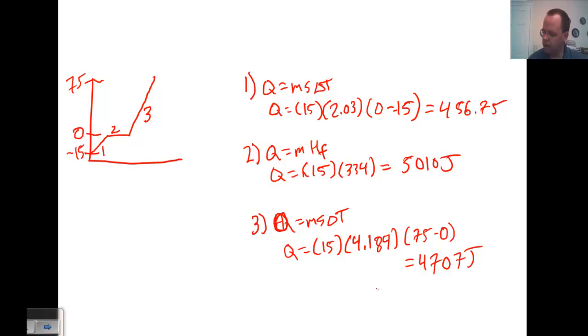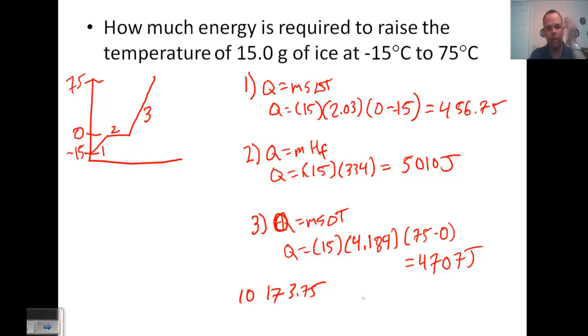Now to get the final answer, we'll add those three numbers together. We get 10,173.75. I would keep this at three significant figures because of the 15.0 grams. So 10,200 joules.